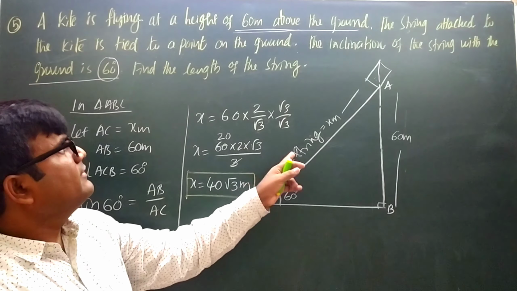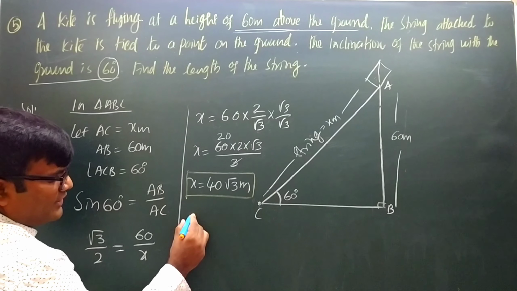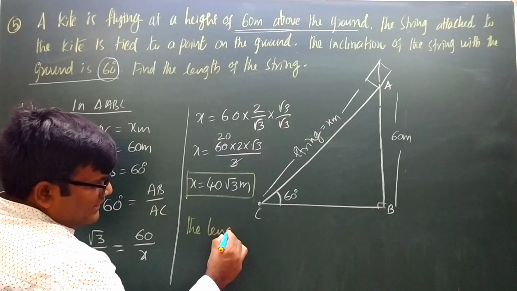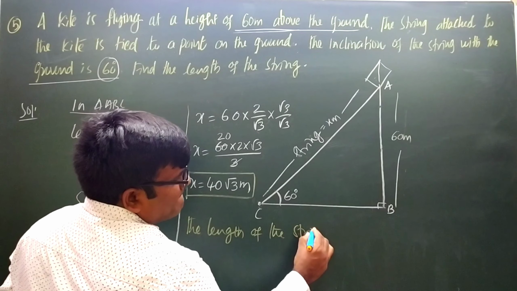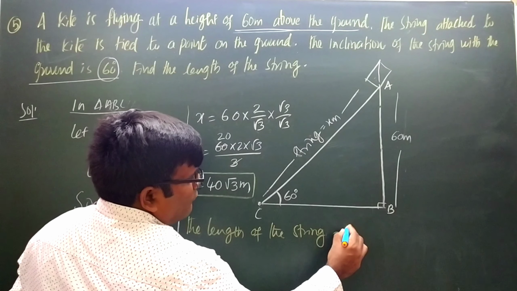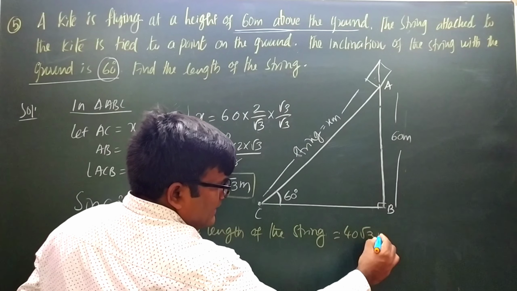So x is the length of the string. Therefore, the length of the string is equal to 40 root 3 meters.